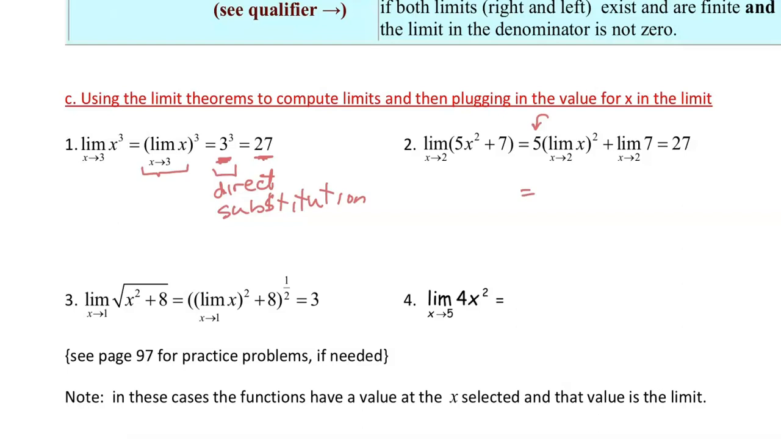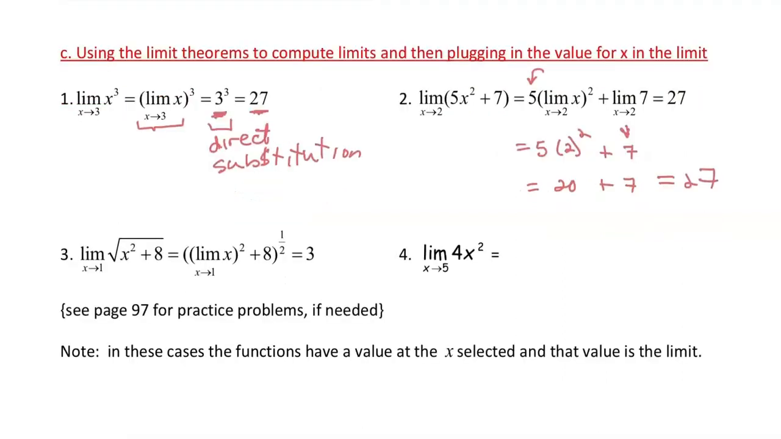The limit of 7 is a constant. That's always going to be 7. And this is going to be 5 times the limit of x. So if x is 2, I'm going to plug in the 2, and then I'm going to square it. And then by direct substitution, I'm going to get the answer as 27. So really, we're applying the theory a little bit, but our method will be direct substitution.